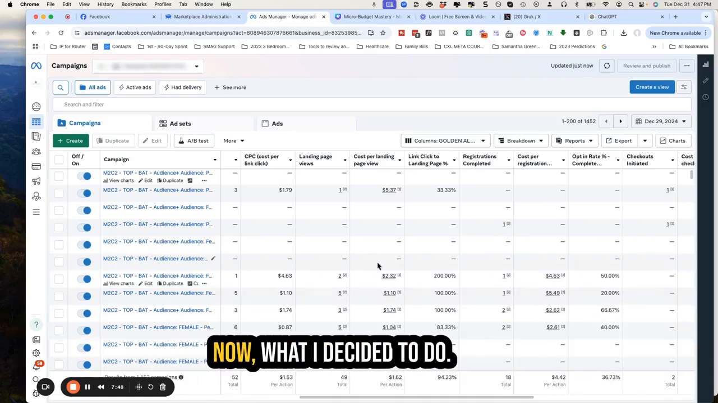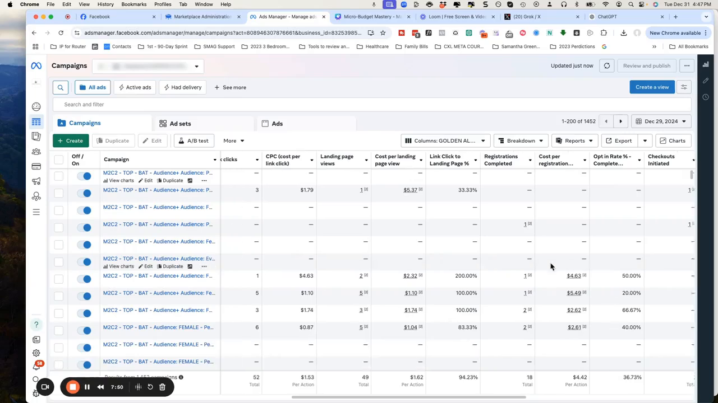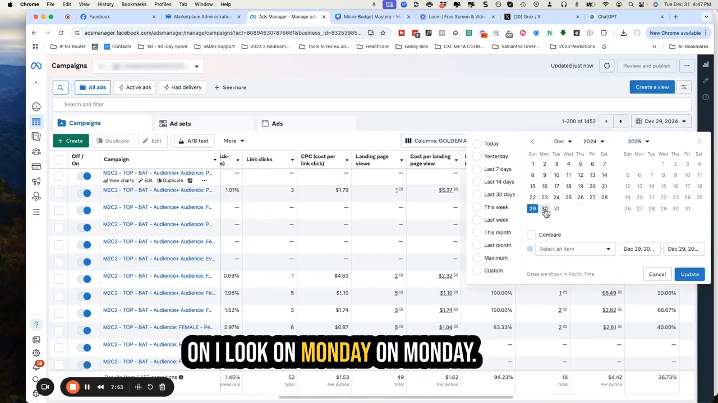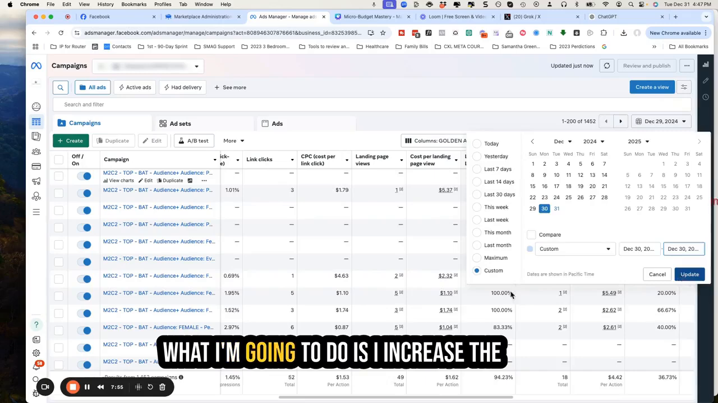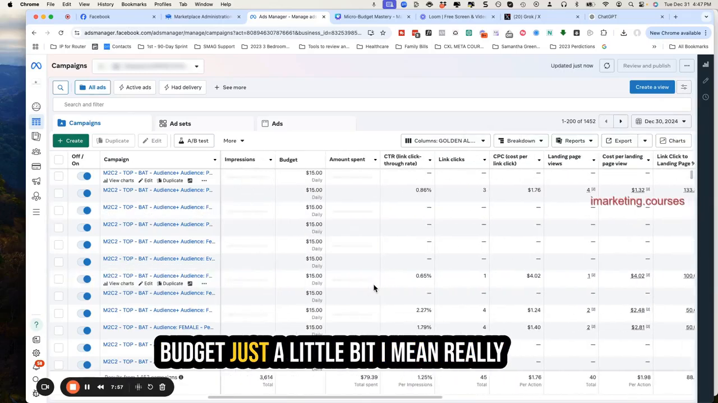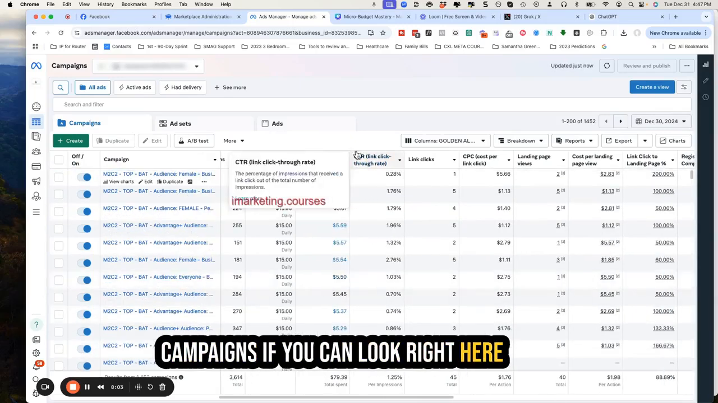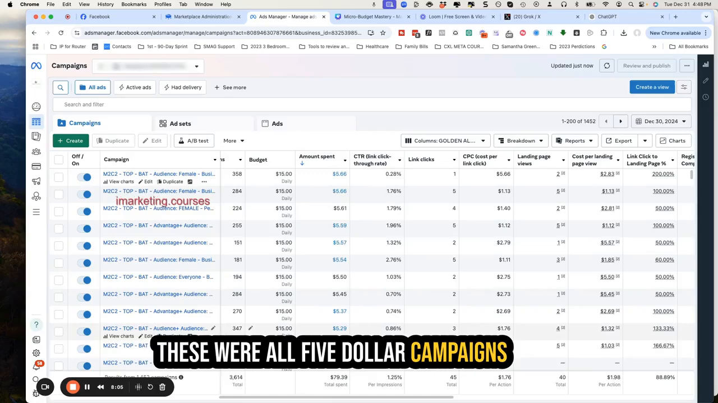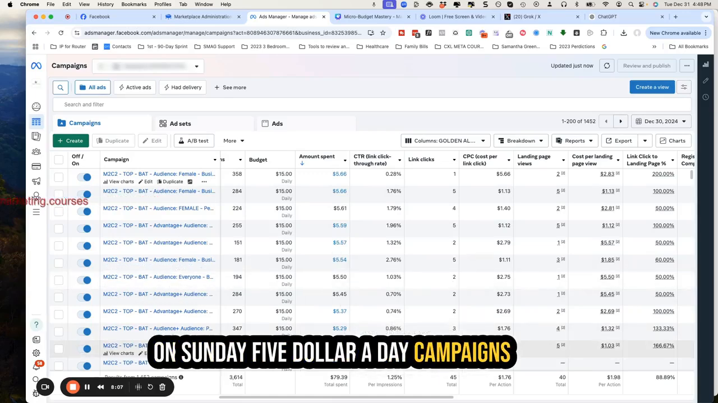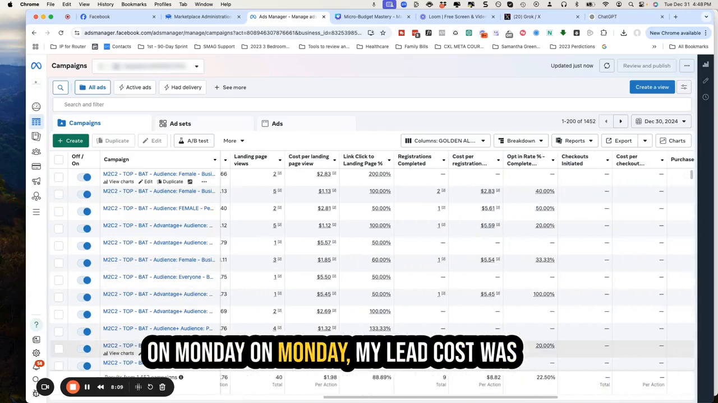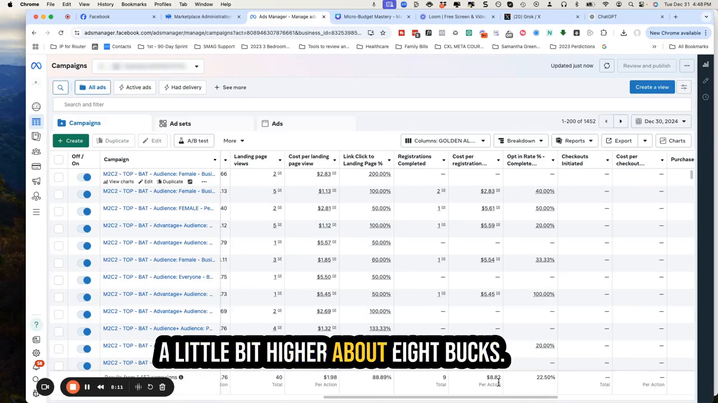Great. Now, what I decided to do, I look on Monday. On Monday, what I'm going to do is I increase the budget just a little bit. I mean, really, most of these are just $5 a day campaigns. So if you can look right here, these were all $5 campaigns on Sunday, $5 a day campaigns on Monday. On Monday, my lead cost was a little bit higher, about $8. I'm still underneath $10, which is fine.